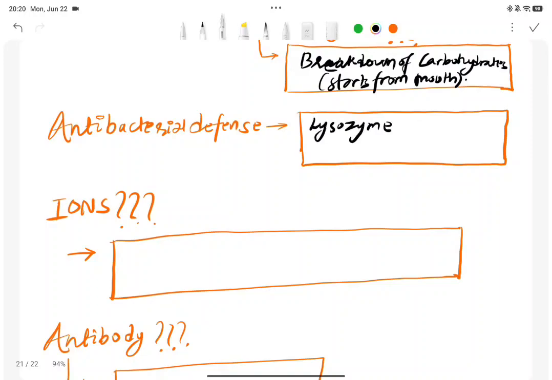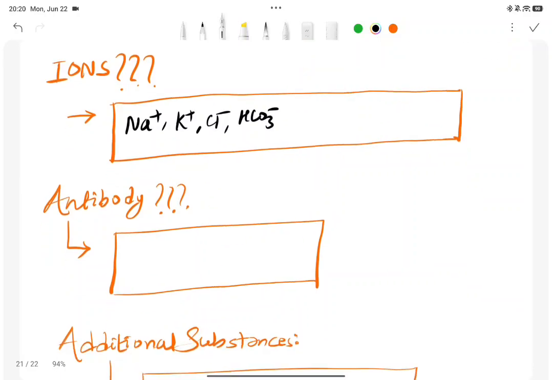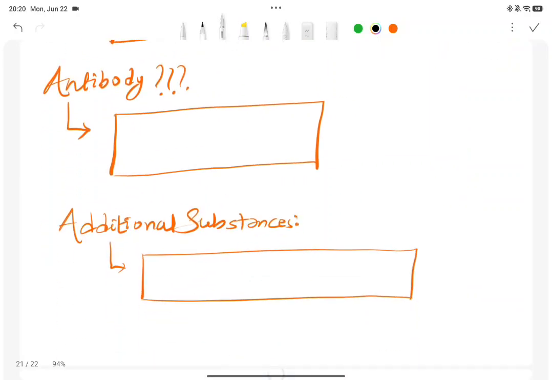There are certain antibacterial defenses like lysozymes and lactoferrins. And there are certain ions like sodium, magnesium, chloride, and bicarbonate, where bicarbonate acts as a buffer. And there are certain antibodies. Saliva is a secretion, and IgA is present in body secretions like milk and colostrum. So saliva also has IgA antibodies.